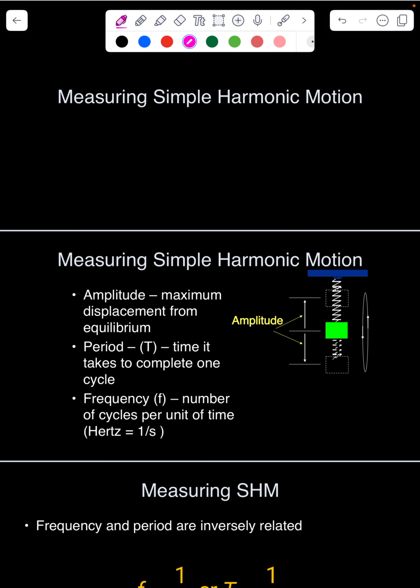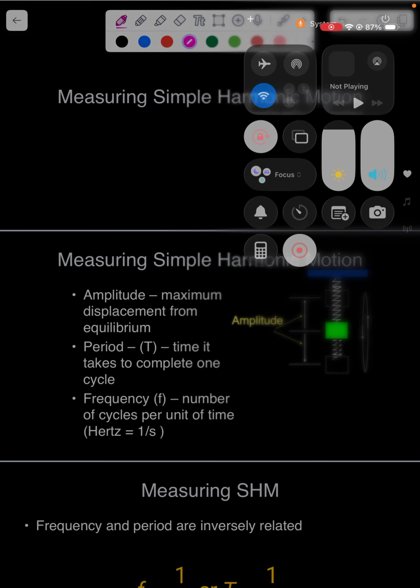Good morning. All right, let's keep going with simple harmonic motion. The other day we started talking about simple harmonic motion and how it was a type of periodic motion. What sets simple harmonic motion apart from other types of periodic motion is that it vibrates about an equilibrium or resting position.